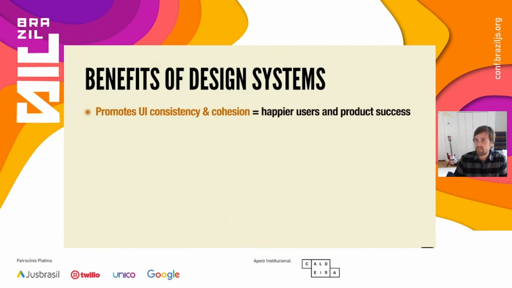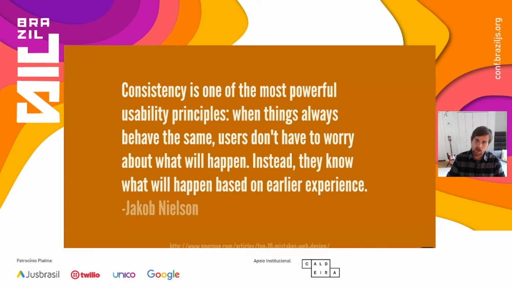And what I mean by that is people are able to traverse across one web product, or maybe different web products, or maybe different digital products in general. So it's skipping between the iOS app and a website and so on and so forth, and being able to get the same general experience across the board. Jakob Nielsen, the usability expert, talks about consistency as being one of the most powerful usability principles. When things always behave the same, users don't have to worry about what will happen, right? Instead, they will know what will happen based on earlier experience.